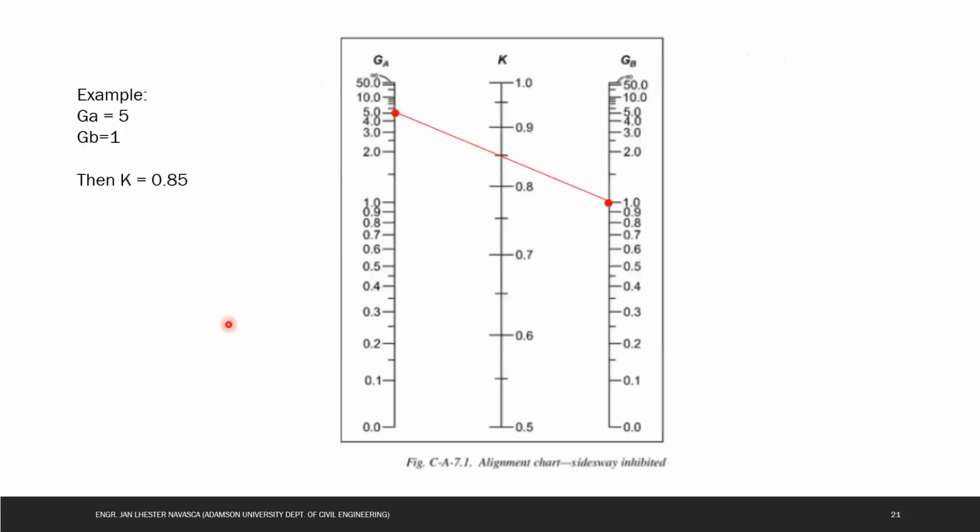Okay, so for example, in our problem, what we solve for GA is 5, and we have a value of GB that is 1. So connecting the points GA and GB, the point of intersection of that line to the alignment chart K is the value of your K, where your K is assumed to be 0.85. Okay, so that is how you solve for the value of K, or the fixity factor K, for frames.